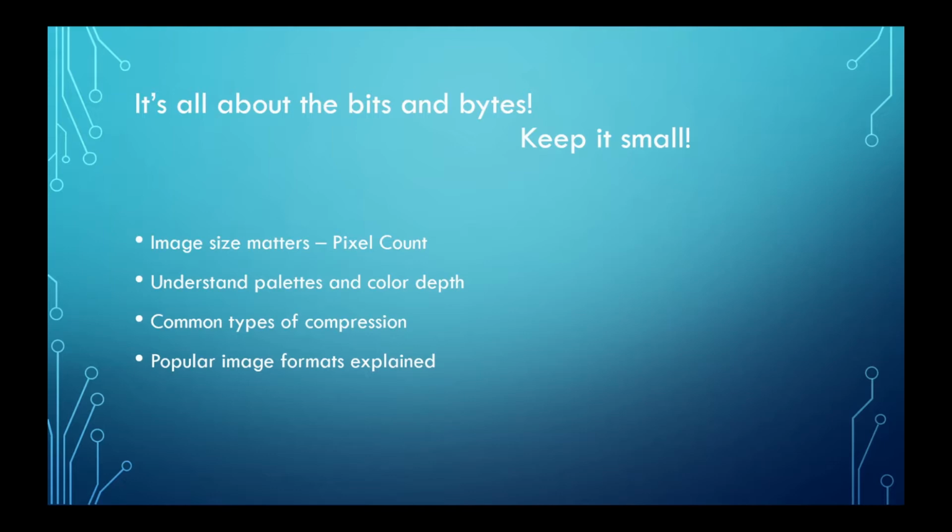Common compression algorithms will also be covered. Some forms of compression work better than others, depending on the type of data. For images, the data can take on many forms. Popular image formats will also be explained. Here, we'll focus on GIF, JPEG, and PNG.